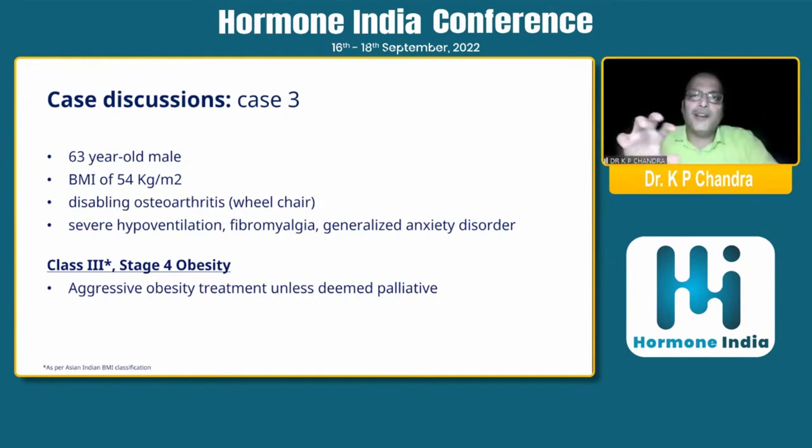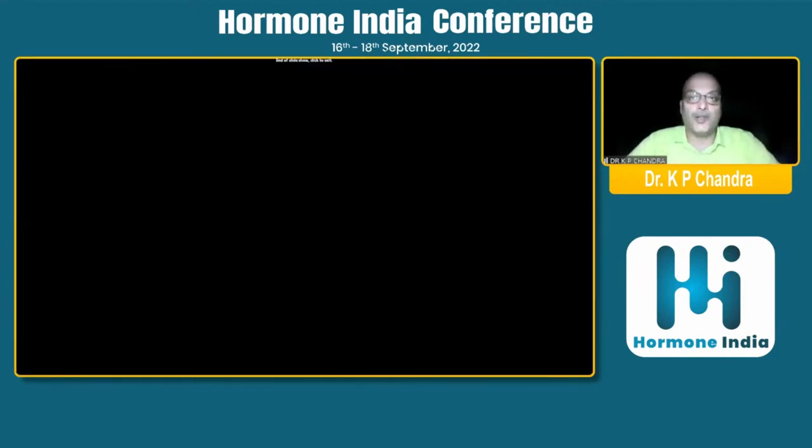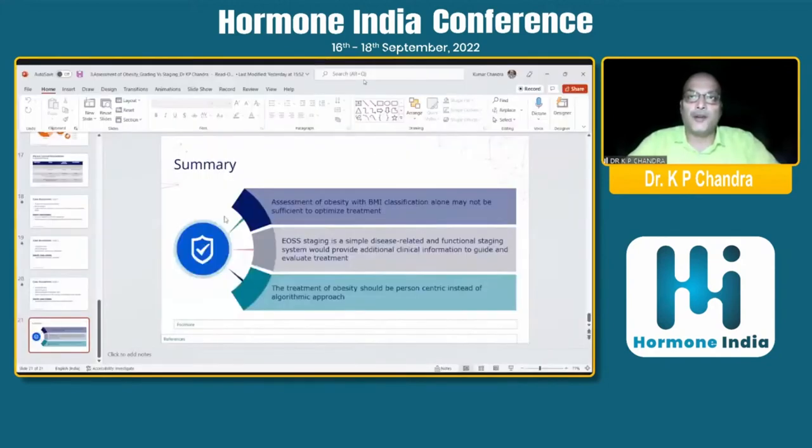So when you put medical, functional and mental limitation into the weight criteria, you understand how to approach those patients. I would like to summarize. Assessment of obesity with BMI classification may not be sufficient to optimize the treatment. The EOSS staging system is a simple disease-related functional staging system that would provide additional clinical information to guide and evaluate the treatment. The treatment of obesity should be person-centric instead of an algorithmic approach. That is the message I wanted to give. Thank you very much for your patient hearing. Back to Dr. Ajay Shukla.